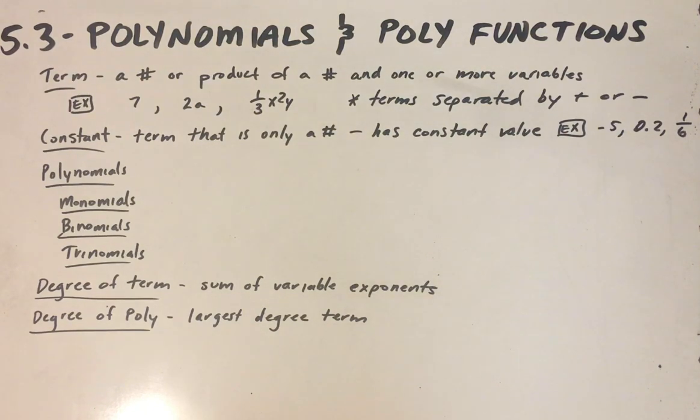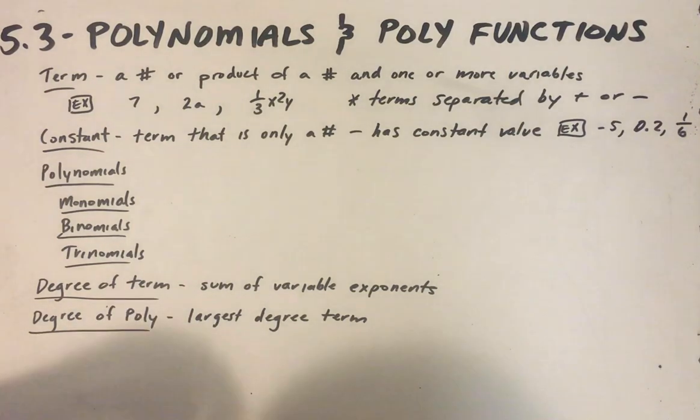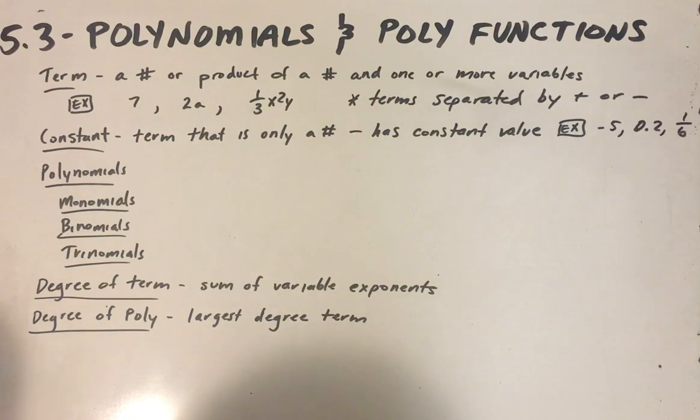This is section 5.3. And I've written down several definitions here so that we can all be on the same page. A term is a number or product, remember that product means multiply, of a number and one or more variables. So for instance, it could be just a number, like the number 7, or it could be 2 times a, which is 2a, a single variable. Or it could be 1/3 times x squared y, which has more than one variable. So those are all examples of terms.